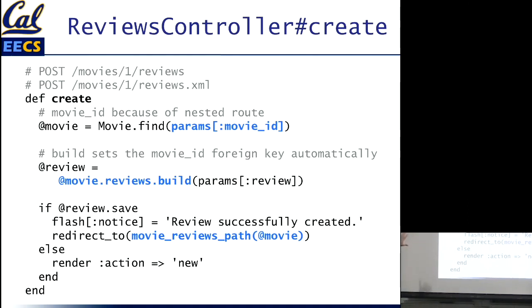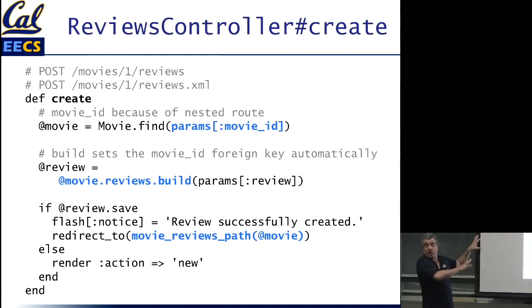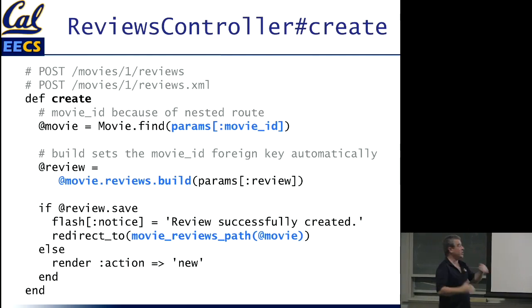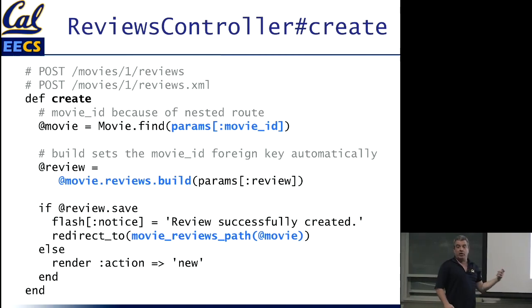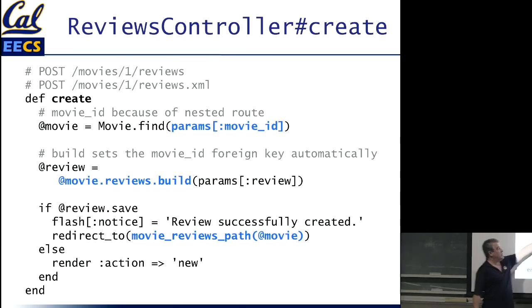Right? In this example, I am not yet dealing with movie also belonging to moviegoer. I'm just dealing with the relationship between movies and reviews. So I create the new review. I know what foreign key it's going to have because I have already easily looked up which movie it's going to belong to because the route itself carries that information now. Very cool. And now, as usual, I can try to save it.